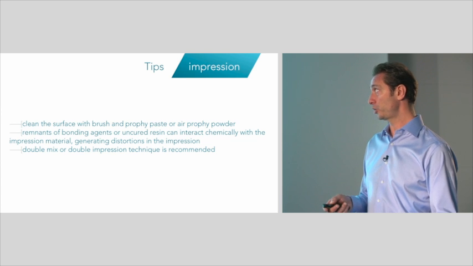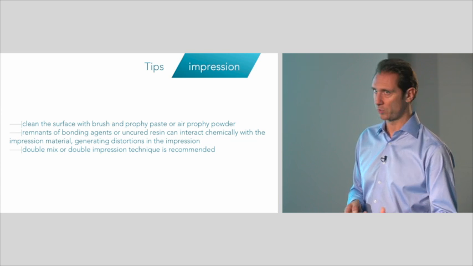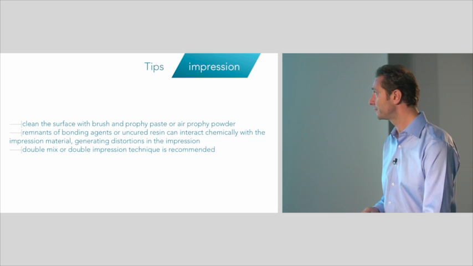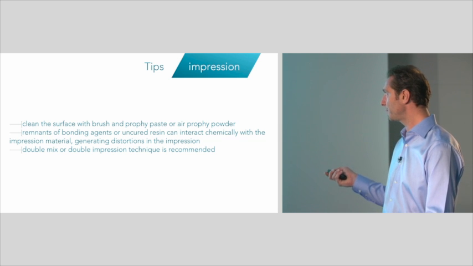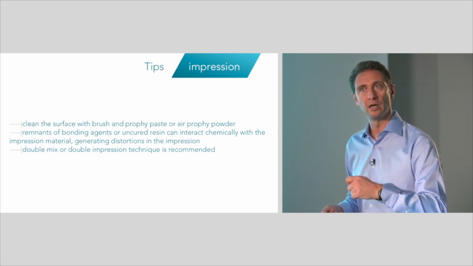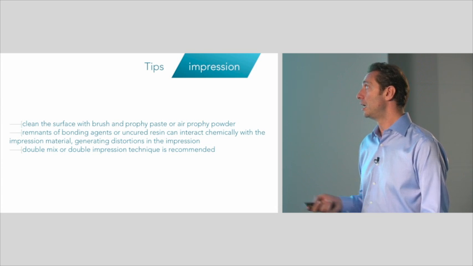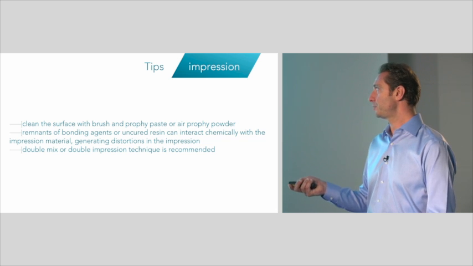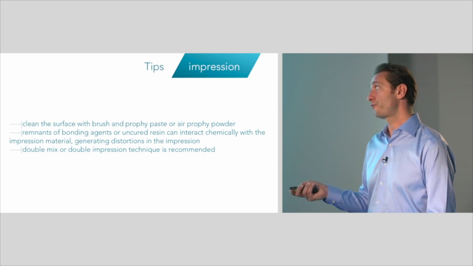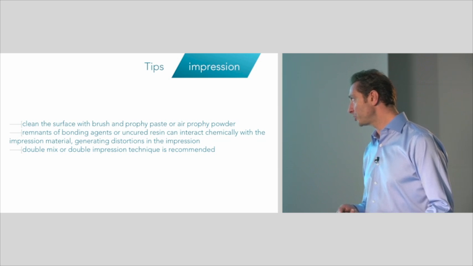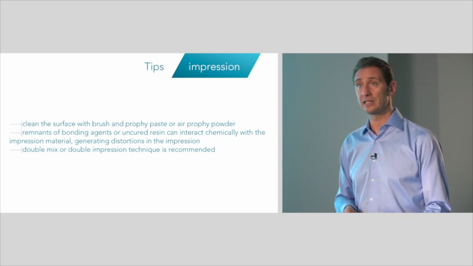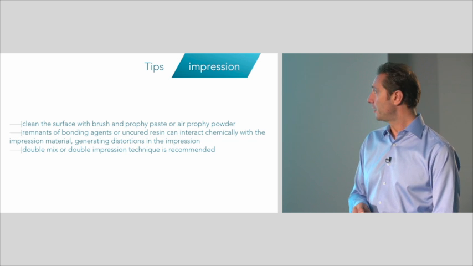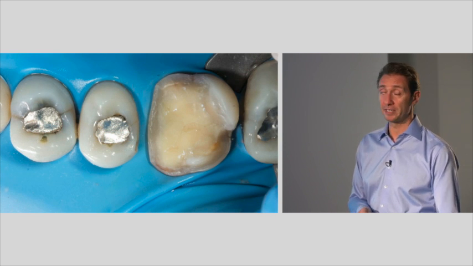Clean the surface with a brush and prophy paste, for example, if you want to do it old school. If you want to be quicker, more effective and efficient, you could use some air prophy powder to clean and remove the oxygen inhibition layer. Remnants of bonding agents or uncured resin can interact with the impression material, as I said. And for the final impression, double mix or double impression technique is recommended for high detail. It's much easier and more predictable to do for very fine, precise margins than with a unibody impression material.